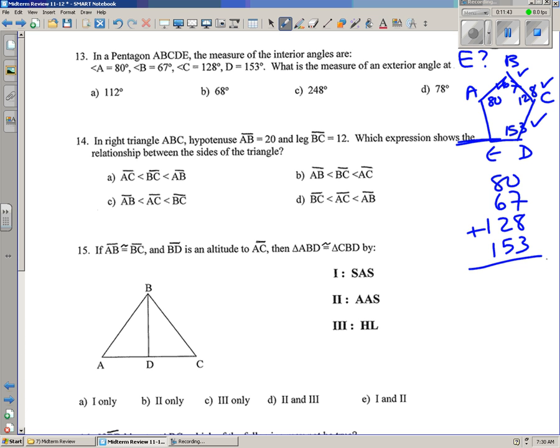So 7 plus 8 is 15, plus 3 is 18, carry the 1. 1 plus 8 is 9, plus 6 is 15, plus 2 is 17, plus 5 is 22. Carry the 2, 2, 3, 4, 428.